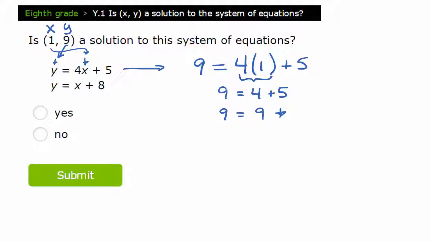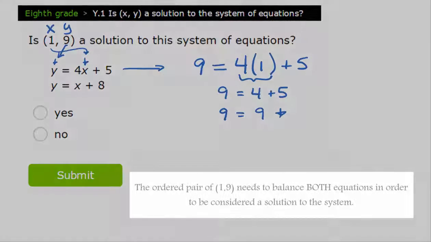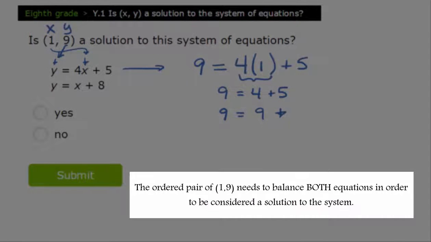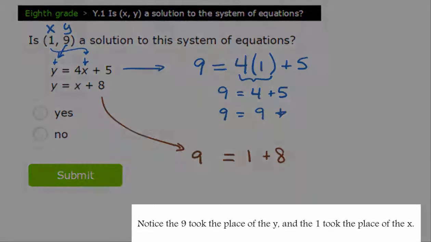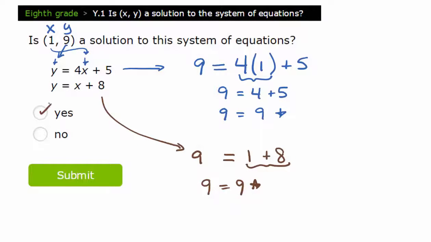Alright, we're going to do the same exact thing now to the other equation. The other equation, we're going to plug 1 in for the x and 9 in for the y. And if that one also works out, then we know that we have ourselves a solution to this system. So if I substitute 9 in for y, I've got 9 on the left side, and then I'm going to have 1 plus 8 on the right side. And I ask myself, is 9 equal to 1 plus 8? Well, it is. 9 is also equal to 9. And so for this one, we would say that, yes, this point is a solution to the system.